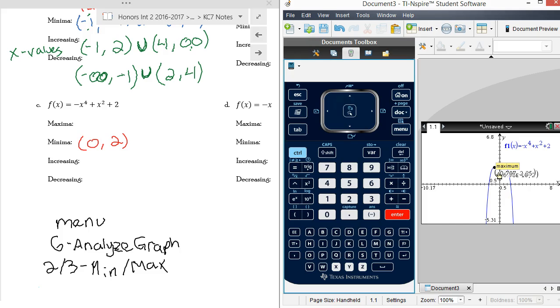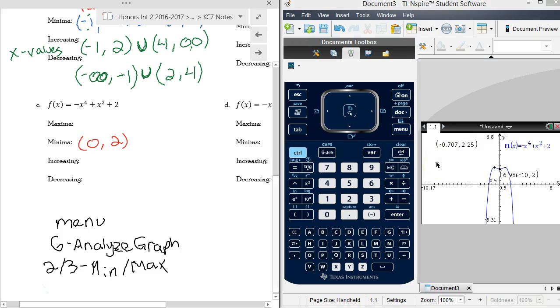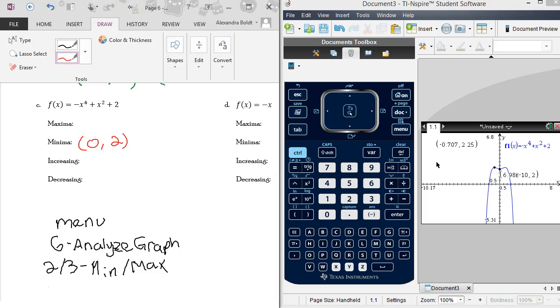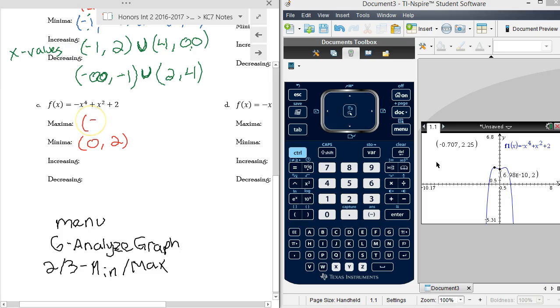And again, sometimes these are hard to read. So if you're on a computer, you can really just use your mouse and pull it over. If you're on an actual handheld calculator, you have to scroll over it and hold the button down, and it will change. And you can grab it and move it. And it makes it a little bit easier to read. So one of our maximums is negative 0.707 and 2.25.